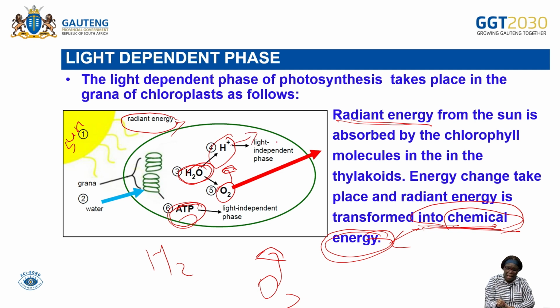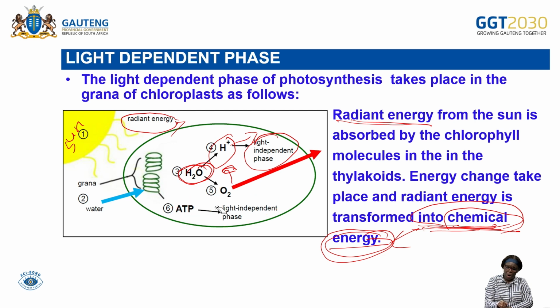It becomes highly energized, and it will be taken by what? By the coenzyme into what? Into the light-independent phase. And where is the light-independent phase taking place? It will take place in the what? In the stroma. And we also have ATP. Where is this ATP coming from? Okay. Radiant energy, because it is now changed into the chemical energy. Then ATP will be what? Will be produced as what? As the high energy carrier molecule as well.